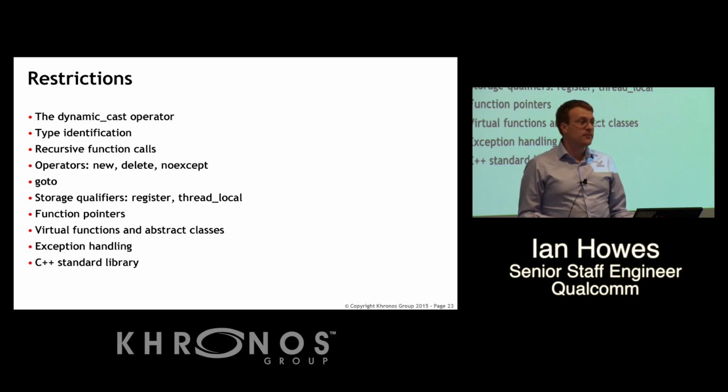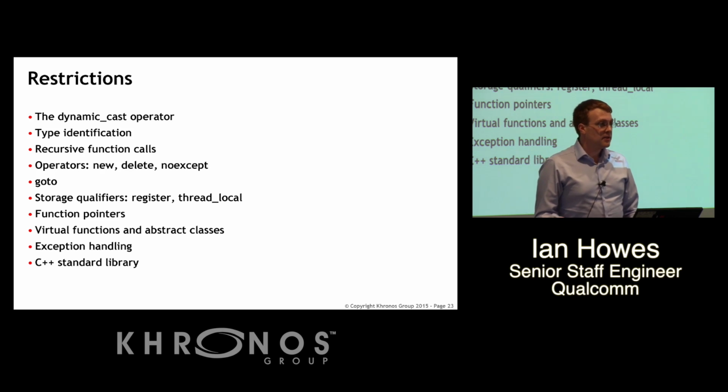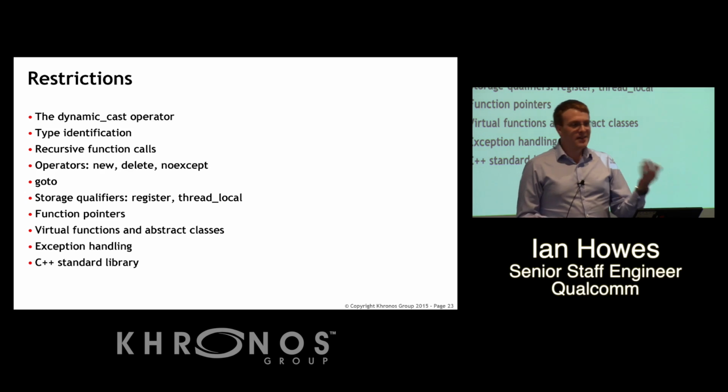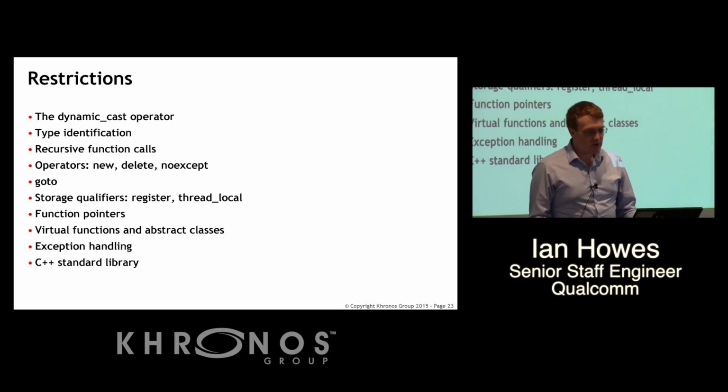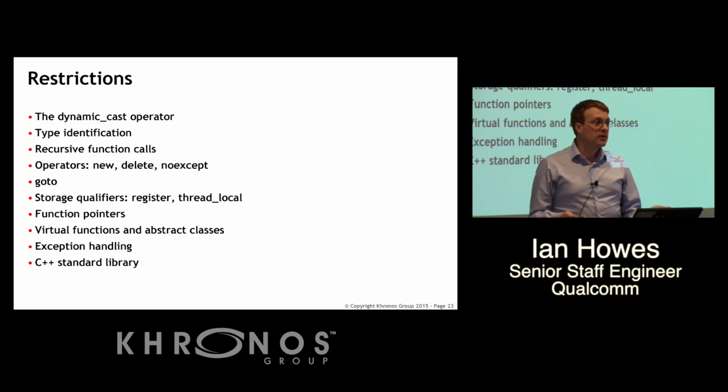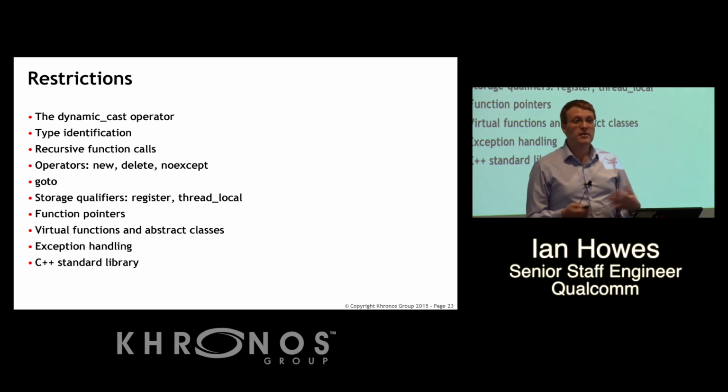Obviously, given that this is a GPU and heterogeneous programming model, there are some restrictions. That's why we said static C++. Dynamic cast operator, runtime type information, recursion, and a few other things are not allowed. And this is one thing that we'd be interested in feedback on, whether this set of restrictions is okay, or whether there are some things that we should be trying to work with.